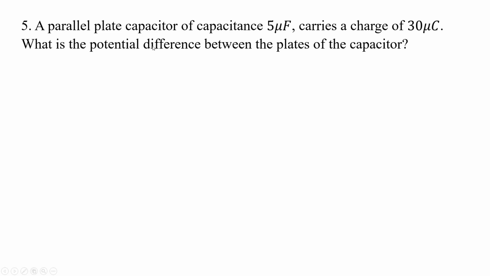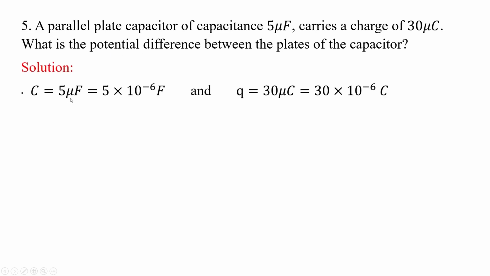Question number 5. A parallel plate capacitor of capacitance 5 microfarad carries a charge of 30 microcoulomb. What is the potential difference between the plates of the capacitor? So we need to find the potential difference, that is voltage. Here capacitance is given, that is 5 microfarad, and we know that micro is 10 raised to the power minus 6, so we need to multiply 5 with 10 raised to the power minus 6. And given charge is 30 microcoulomb. We need to multiply 30 with 10 raised to the power minus 6. So potential difference is equal to charge over capacitance. Putting the values in the equation, we get voltage to be 6 volt.